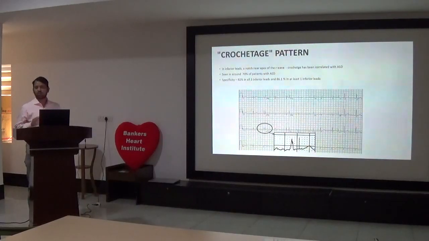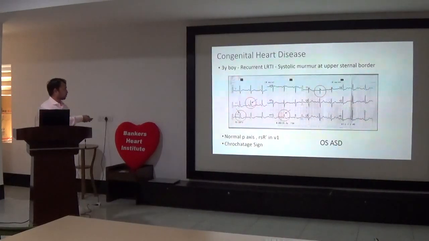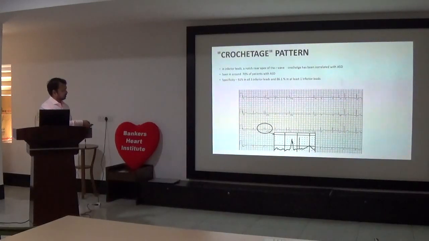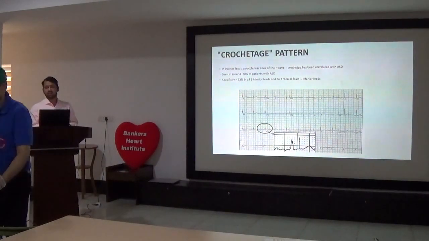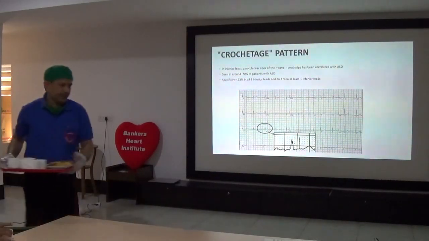It is seen in 70% of patients with ASD, and it has a very high specificity, that is 92% of the patients have changes in all three limb leads, and 86.1% specificity if it appears in one limb lead. This is a specific congenital sign. Here it is more clear. At the peak of the QRS complex, there is a notch with right bundle branch pattern. In a young patient, we have to consider ostium primum ASD, ostium secundum ASD.